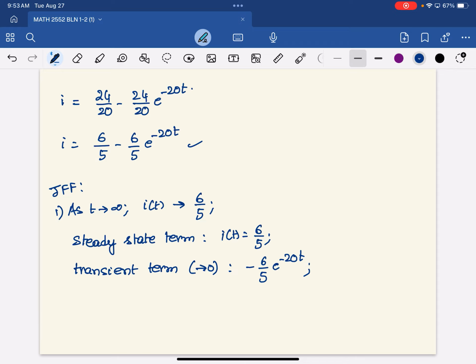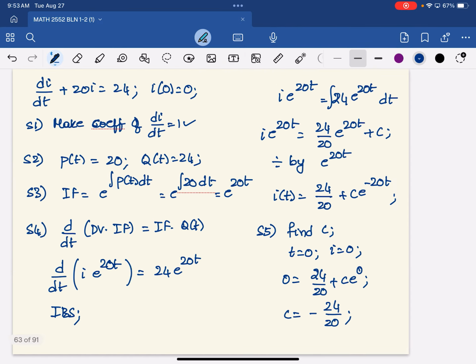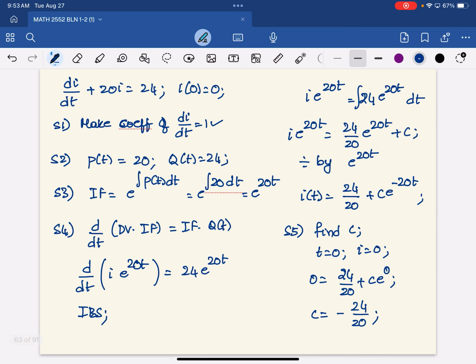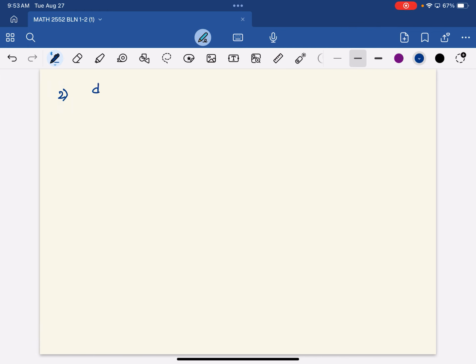And the second thing I want to tell you is the following. Okay, what was our differential equation? di by dt plus 20i equals 24. Do you agree with me on that? Now allow me to write this as di by dt equals 24 minus 20i. Do you agree with me on that?